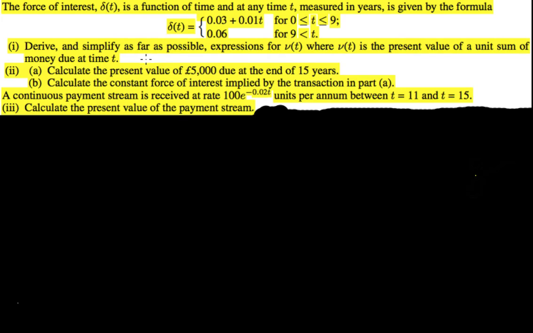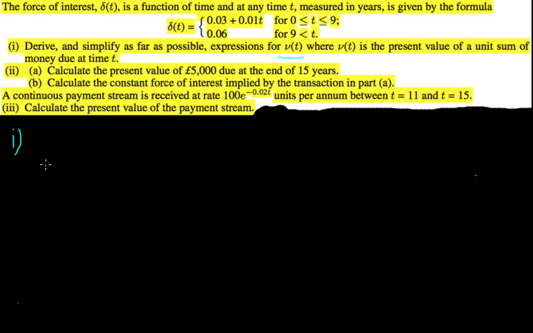This is actually, I think, the last one in this kind of cash flows area, discounting cash flows, whatever you want to call it. The force of interest delta t is a function of time, and at any time t measured in years is given by that formula there. So derive and simplify as far as possible expressions for v of t, as we've done in every other video, the present value of a unit sum of money due at time t.